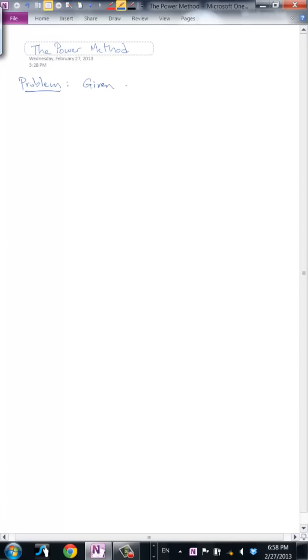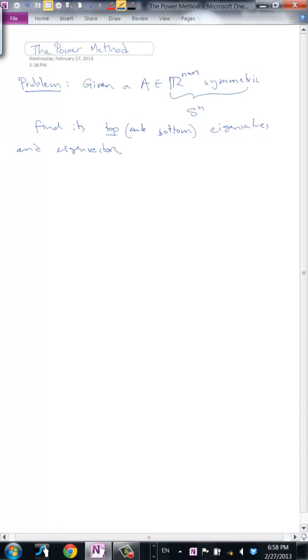Suppose we are given a symmetric matrix A, and I'll alternately describe it by writing this out or just denoting it in the following way. We want to find its top, and possibly bottom, but we discuss that later, eigenvalues and eigenvectors. We've seen several times in this class why we might want to do this. So this class is about a particular and very simple way to do this called the power method, or sometimes called the power iteration.